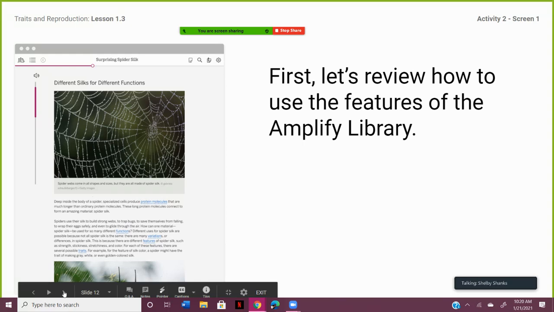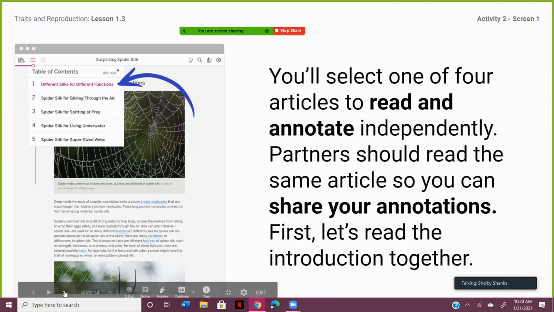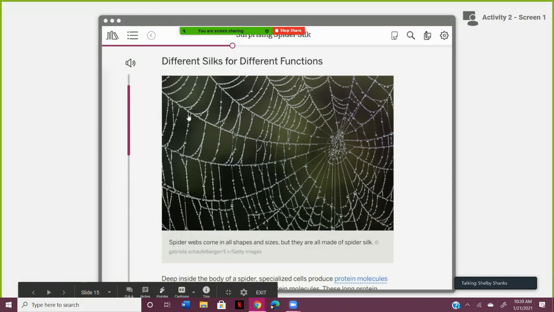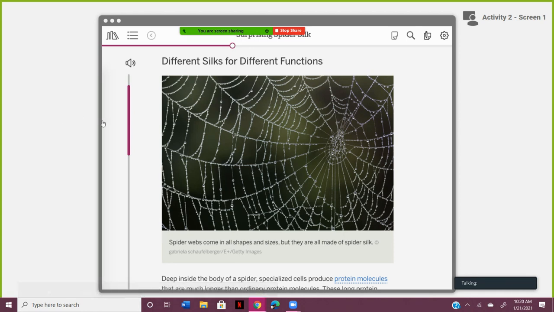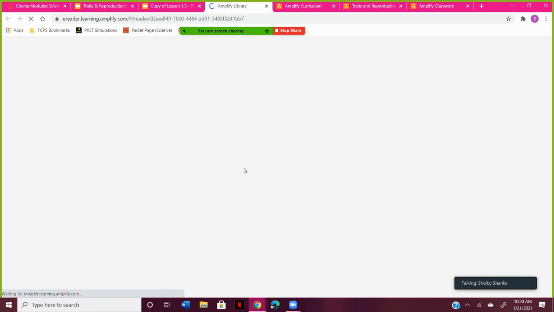Right, so you guys should know how to use the Amplify library. We're not going to go over that. You guys know that you can underline, you can highlight words, and then you can add text to the articles, okay? So we're going to read this first article together, all right? So go ahead, go into Amplify. It is the second tab. We're going to read this first article together.